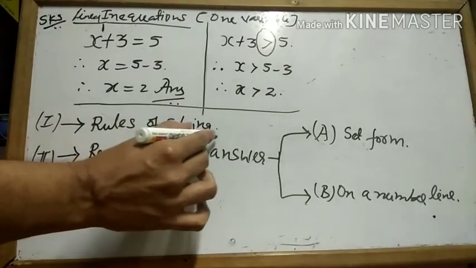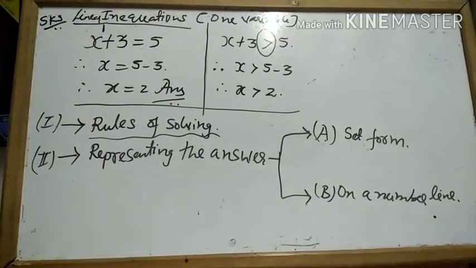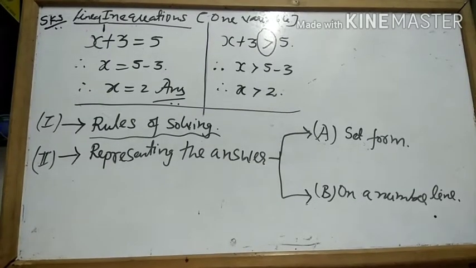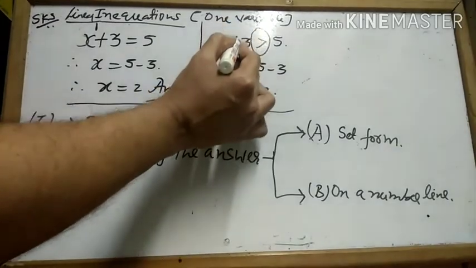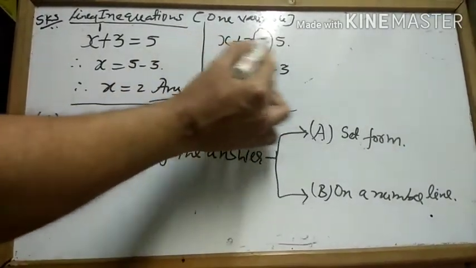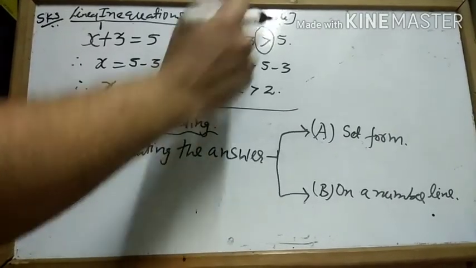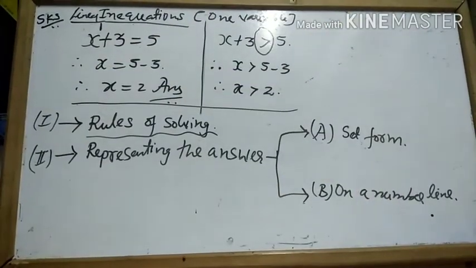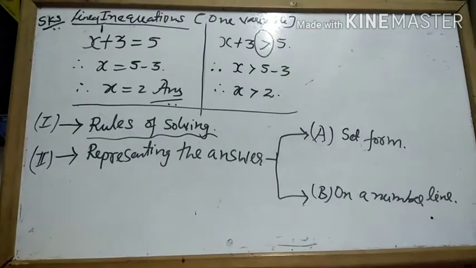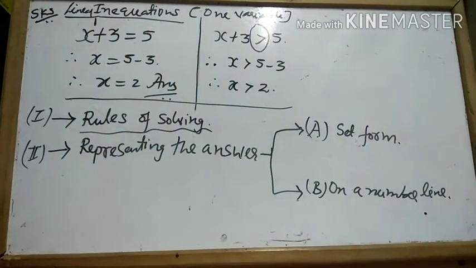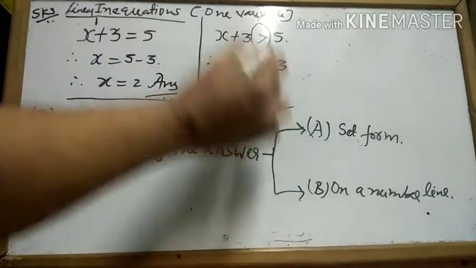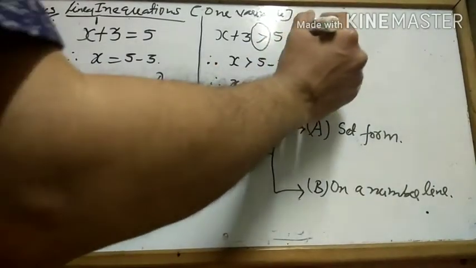Now the rules of solving are quite a few, same as what we did in equations. I just would like to explain here. It was x plus 3 equal to 5. You have changed the addition operation and taken it to the other side, so it has become subtraction. So changing the side will change the operation. Here addition becomes subtraction.